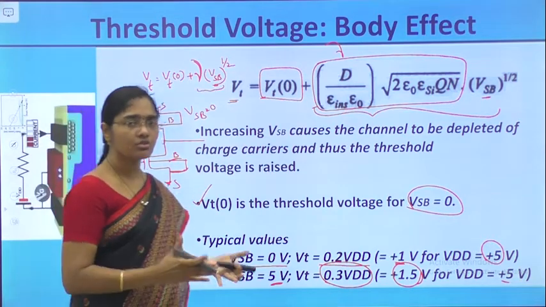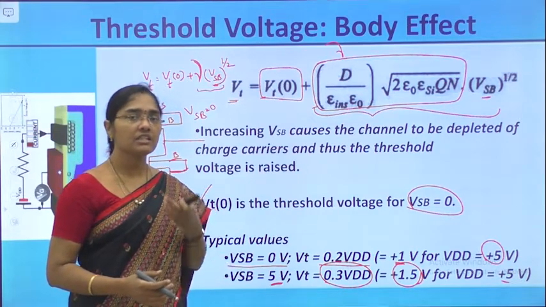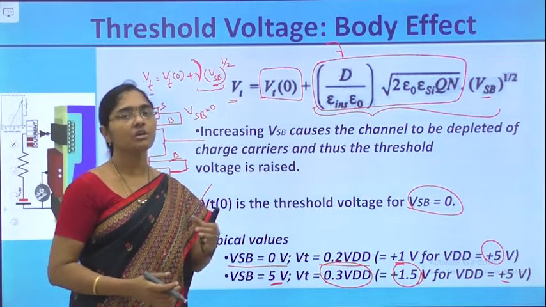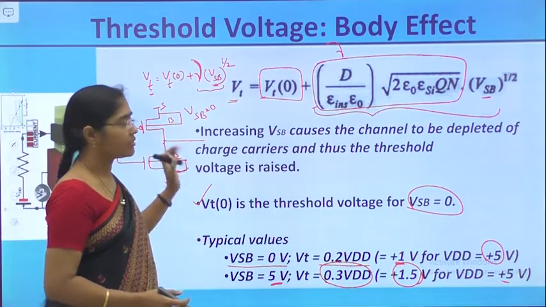Now, what is the definition of the body effect? What is the meaning of the body effect? Increase in threshold voltage due to increment in the substrate bias potential. That is called the body effect.